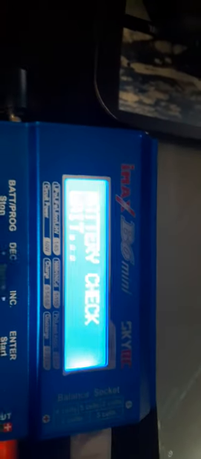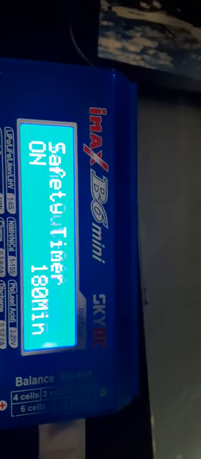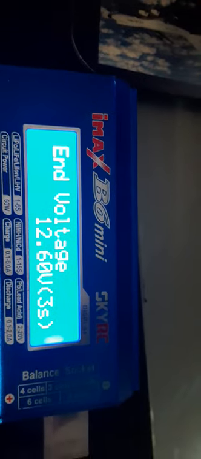So I plugged my battery in for my Kingfisher when I did the taxi test. I ran the plane for 4 minutes, just so the battery didn't stay charged. So we're going to start it here to check our balance. Sorry for the glare, because I'm going to try to fly this afternoon.